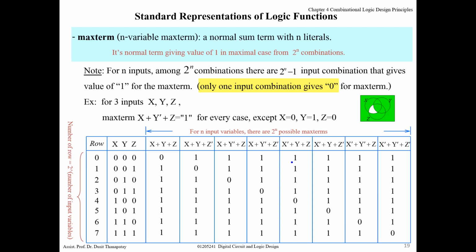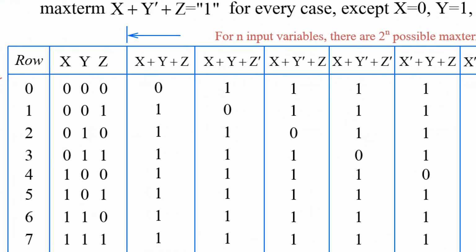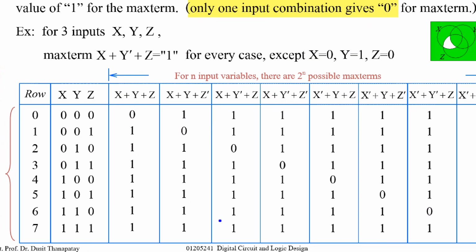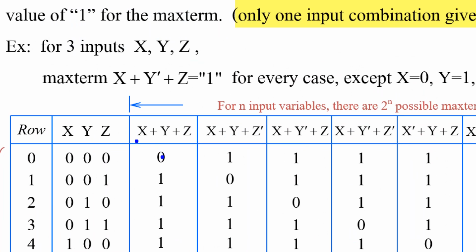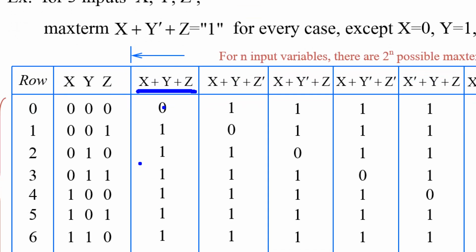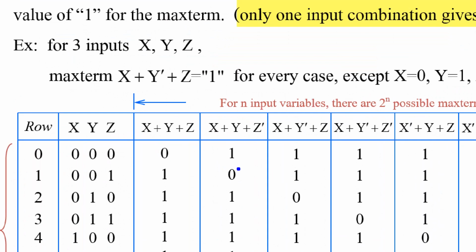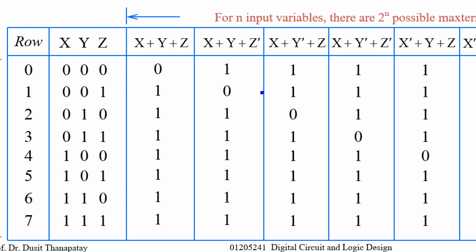Okay, and for this chart, I just show you some possible max terms for 3 input variables. For example, x plus y plus z. X or y or z will be 0 in only one case, when x is 0, y is 0, z is 0, right? Only one case. And for the term, for example, x plus y prime plus z, this term will be 0 in only one case, when x is 0, y is 1, z is 0, right?